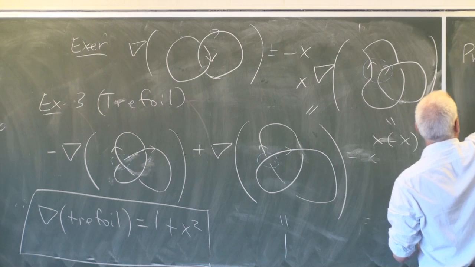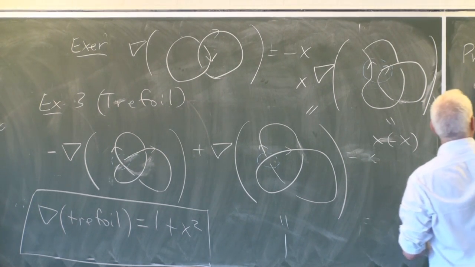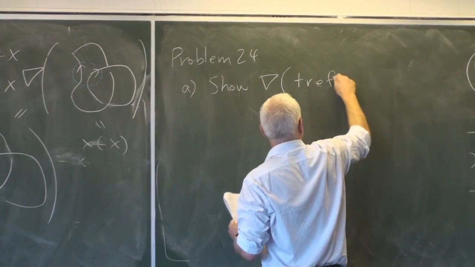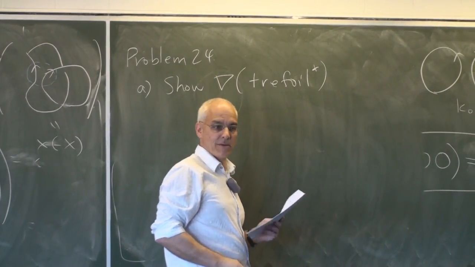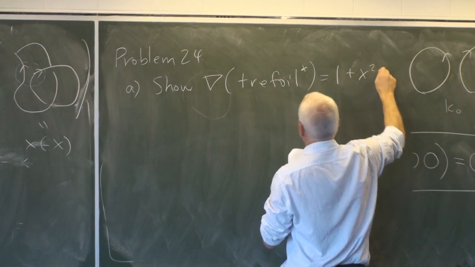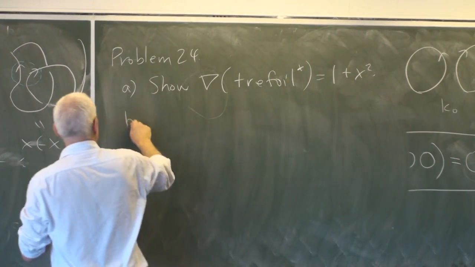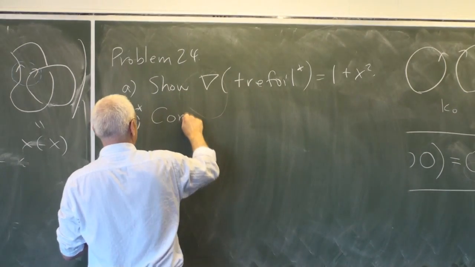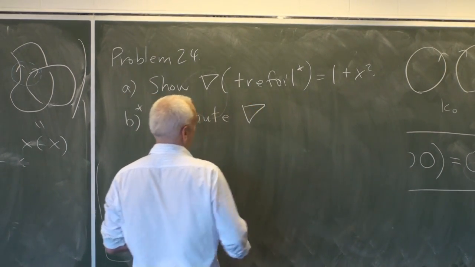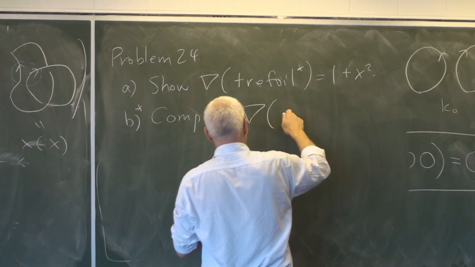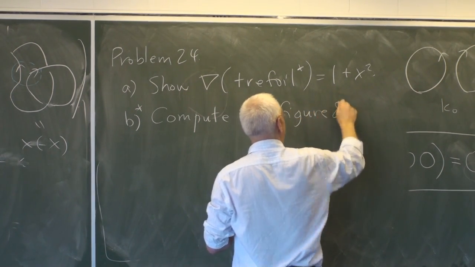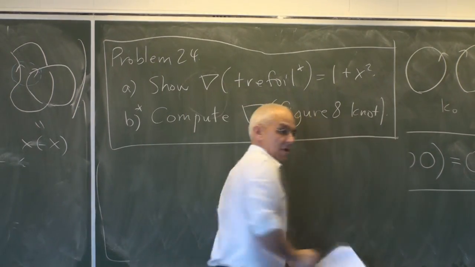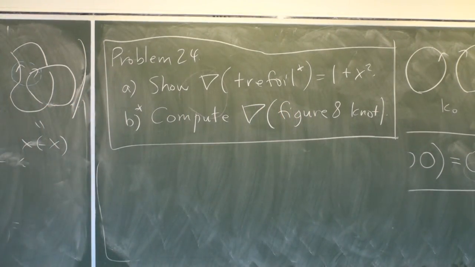So problem 24. A, show that if you take the trefoil's mirror image, you also get 1 plus x squared. And B, a harder problem for honors type students: compute the Alexander-Conway polynomial on the figure 8 knot. Of course, if you like this, you can go off and try to compute the values for those other knots too.